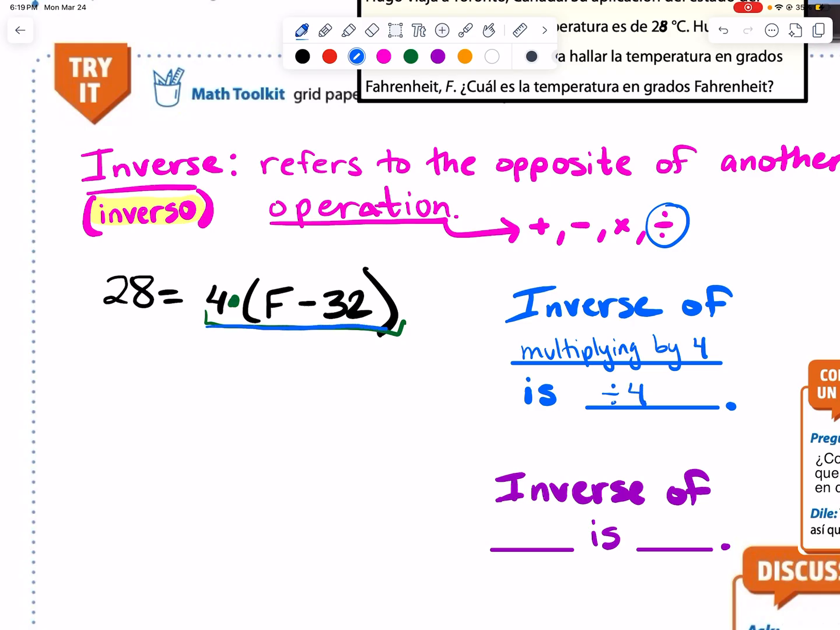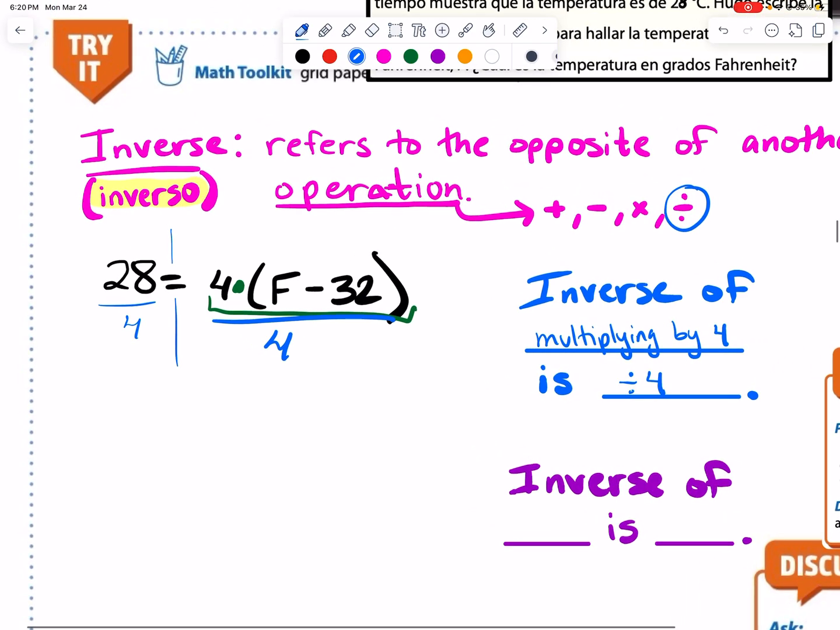So I'm going to divide by 4. I'll put a little line there. And remember, this is an anchor chart, so you have to do it to both sides. Divide by 4 on both sides, just like we do for all anchor charts, to make them stay equal. So the 4's cancel out because they turn into 1. That's what the inverse does. It turns it into 1.